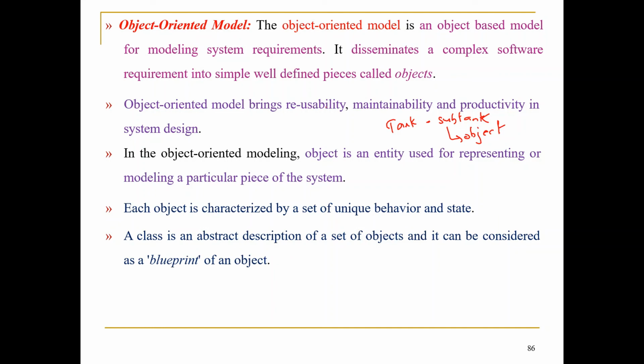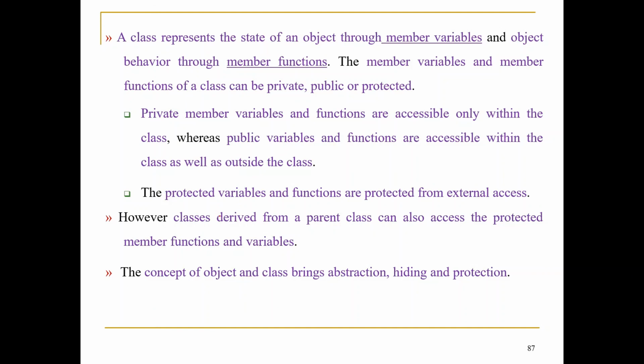Object-oriented model brings reusability, maintainability and productivity in the system design. As I said, a single person is going to perform the task, which means that I'm going to reuse that processor again and again. In object-oriented model, an object is an entity used for representing or modeling a particular piece of a system. So when I say a particular piece of the system, this is nothing but an event that should happen in a particular embedded system. Each object is characterized by a set of unique behavior or state. A class is an abstract description of a set of objects, and it can be considered as a blueprint of an object.